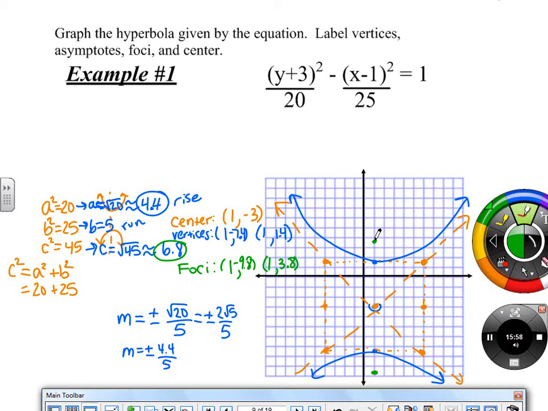Okay. So you're going to want to include slopes of your asymptotes, focus points, vertex points, and center as important information for your hyperbola.